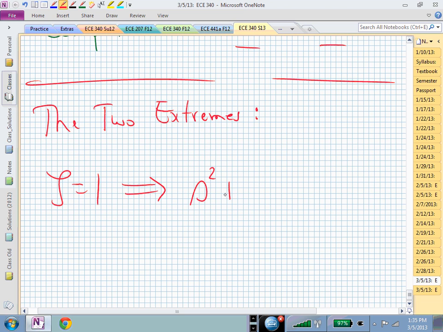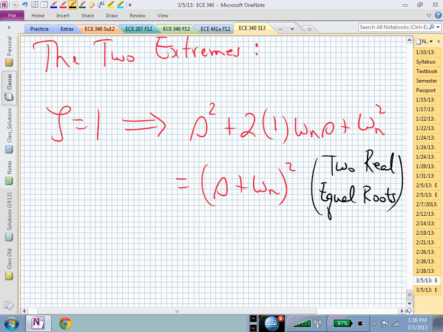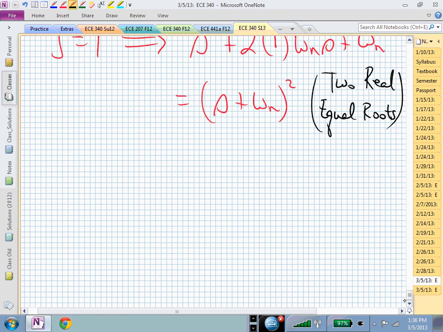Now we have s squared plus 2 zeta, which is 1, omega sub n s plus omega sub n squared. But that's a pure square, isn't it? This is now s squared plus 2as plus a squared. This is now simply s plus omega sub n quantity squared, and that corresponds to 2 real equal roots. And now you can sketch those.